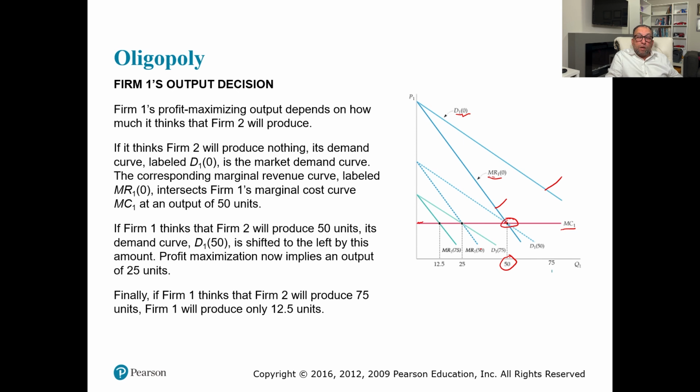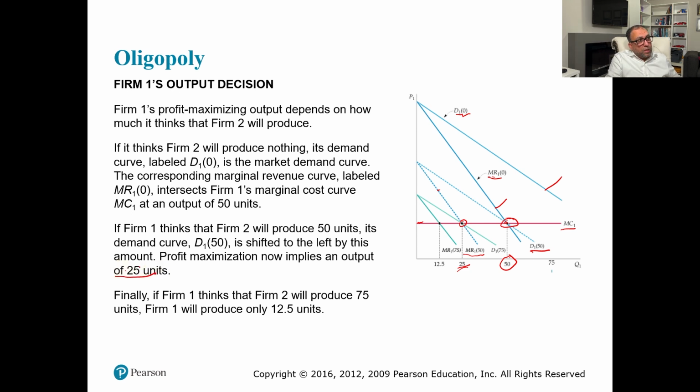If firm 1 thinks that firm 2 will produce 50 units, its demand curve is going to shift inward, because the demand is going to reduce by 50 units by this amount. So now the new demand curve for firm 1 is D1(50). It means that firm 2 is producing 50 units. In that case, the marginal revenue curve is this, MR1(50). We decide that this is the point where we have to produce. So firm 1 is going to produce 25 units.